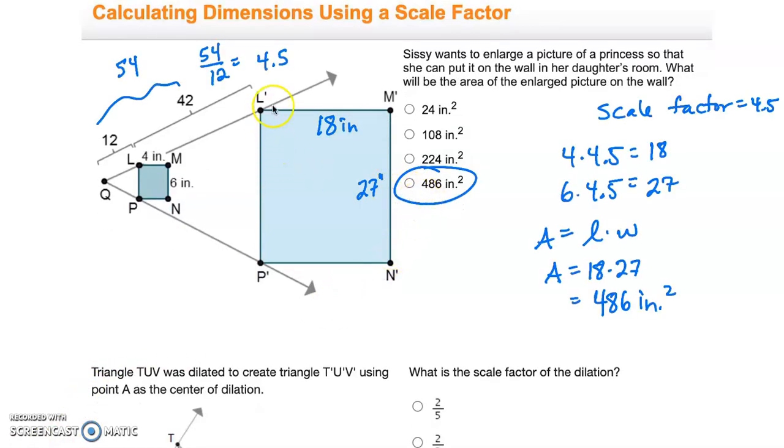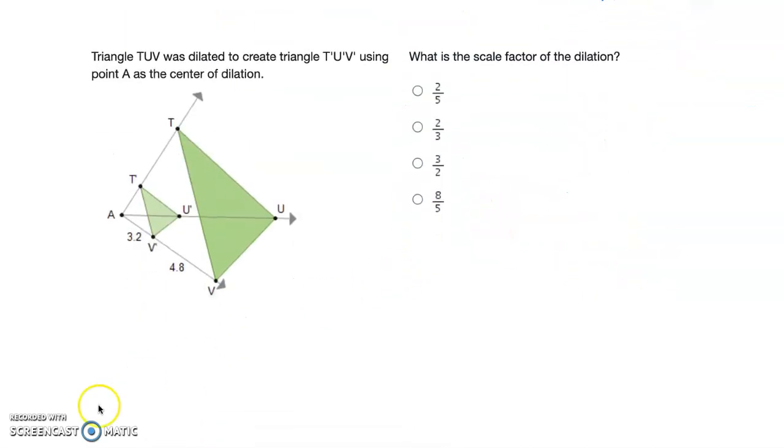In this example, you need to find the scale factor first. So I take my whole thing, 42 plus 12 is 54, divided by 12, and I get 4.5. Then I multiply each side to get the dimensions, 18 by 27, and then I get the area by multiplying those together. Okay, pause the video and try this one.